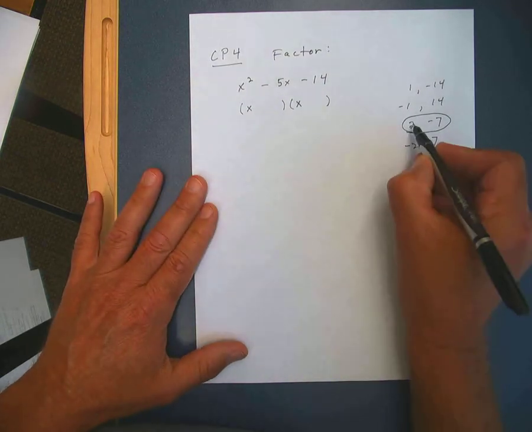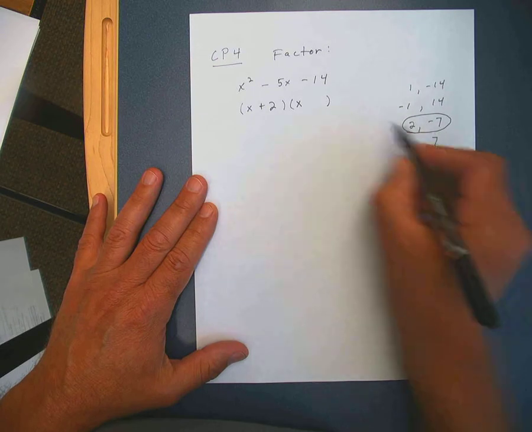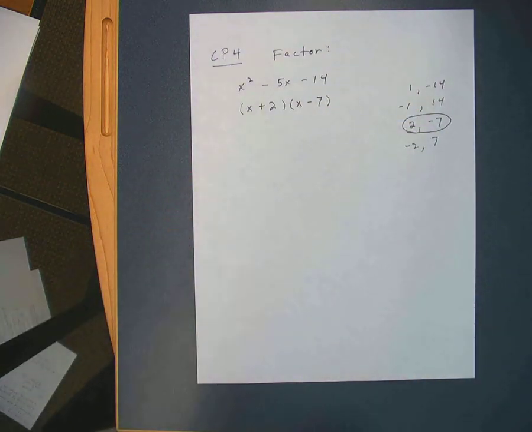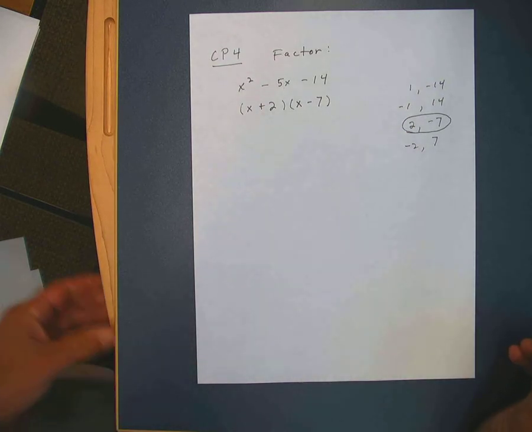So let's put it in. We have a positive 2, and we have a negative 7. So that's how that would factor. Let's go ahead and quickly check this, because I recommend you do this when you're tested on this.